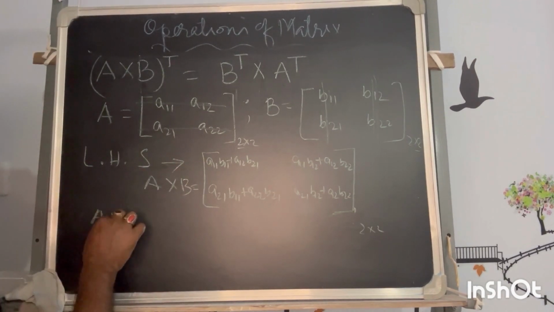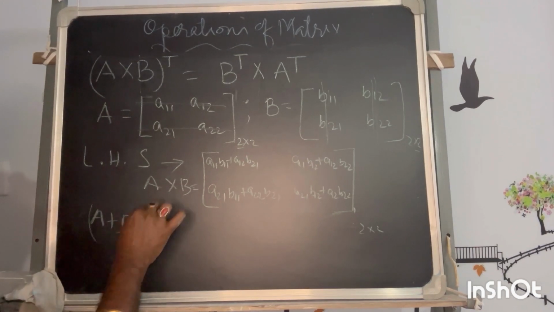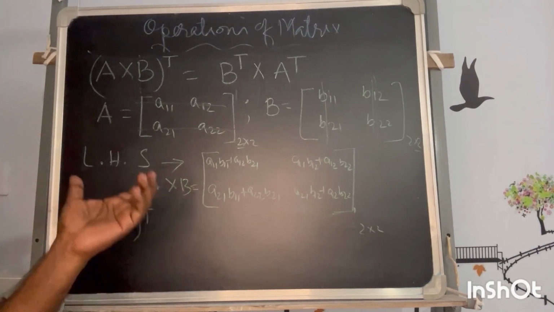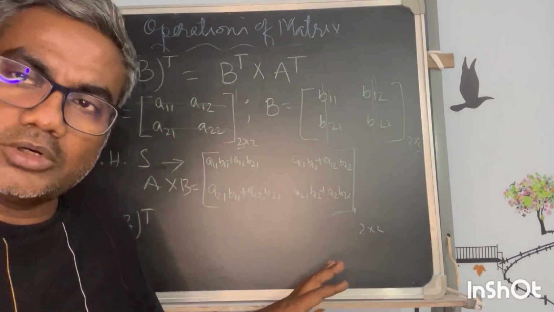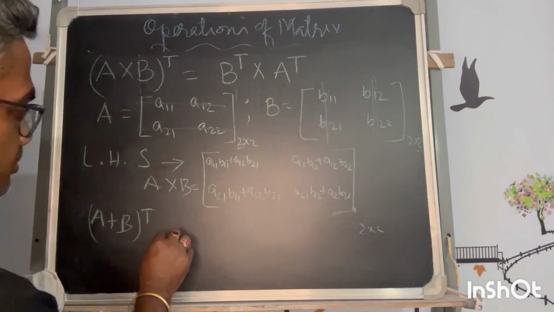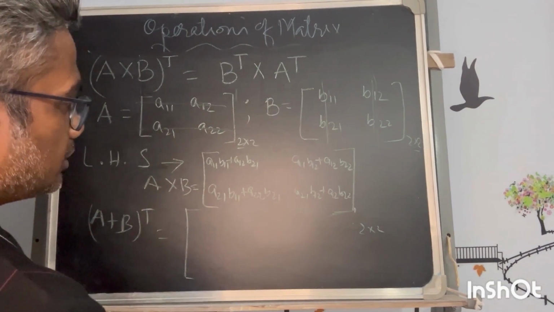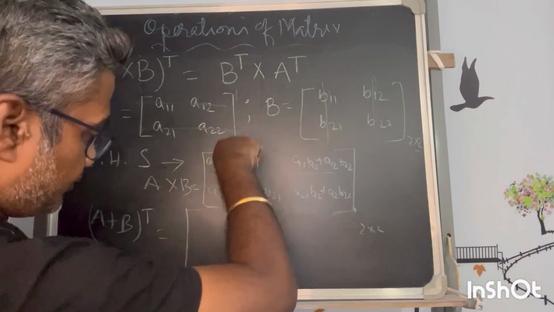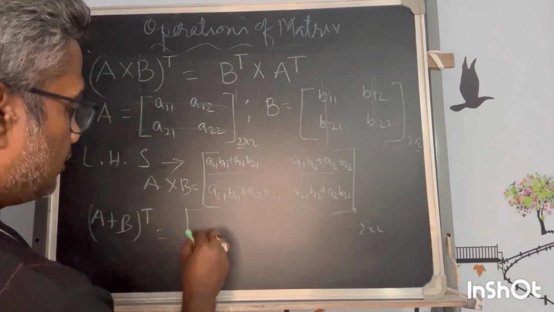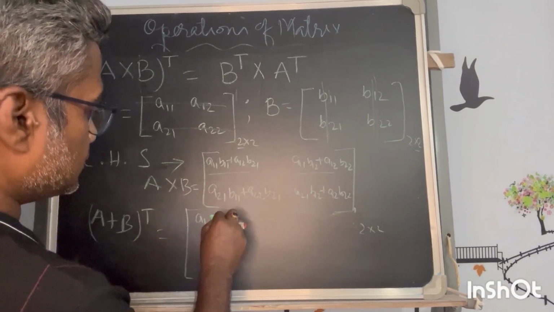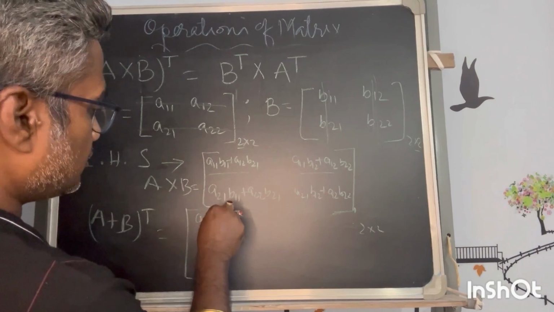Now what will be the transpose value? The transpose is where row will convert into column, simple as that. So what will convert? This will come along vertical, so this will be the 1 1 position. This will not change.